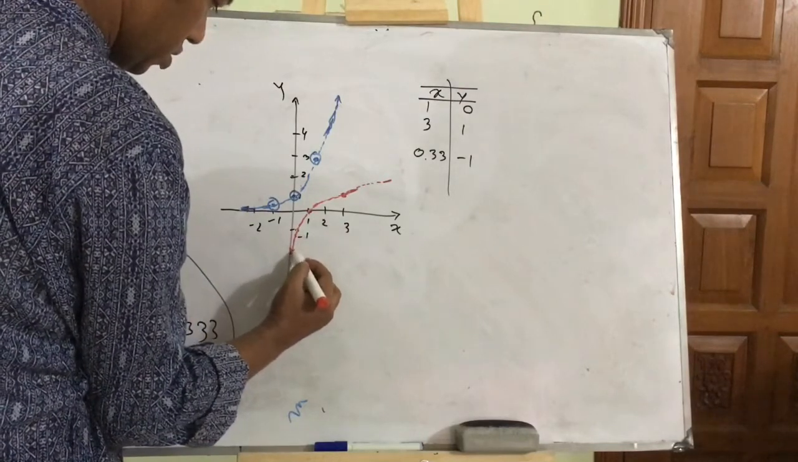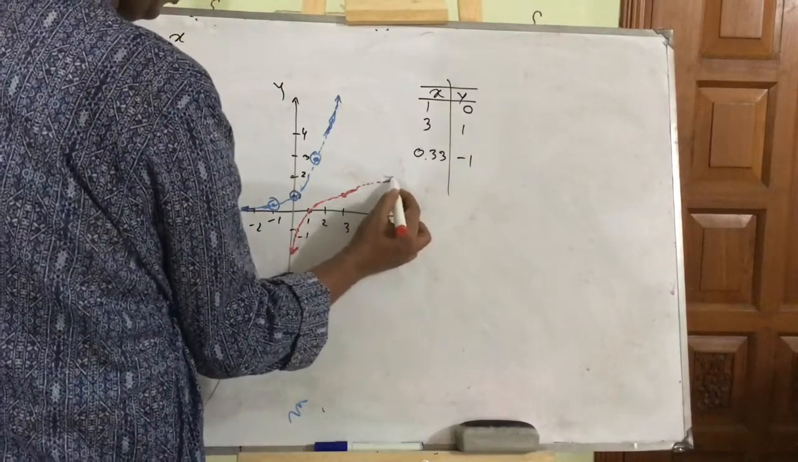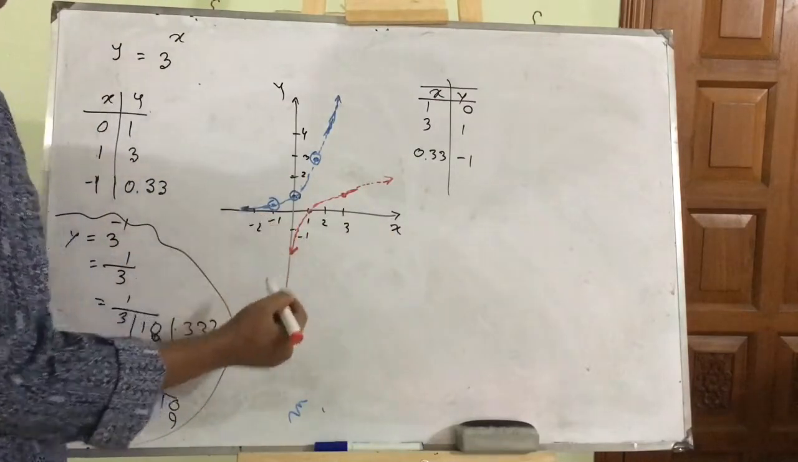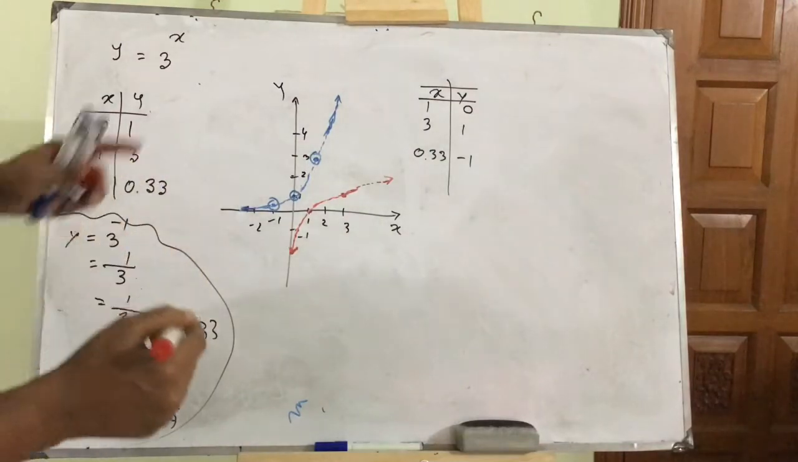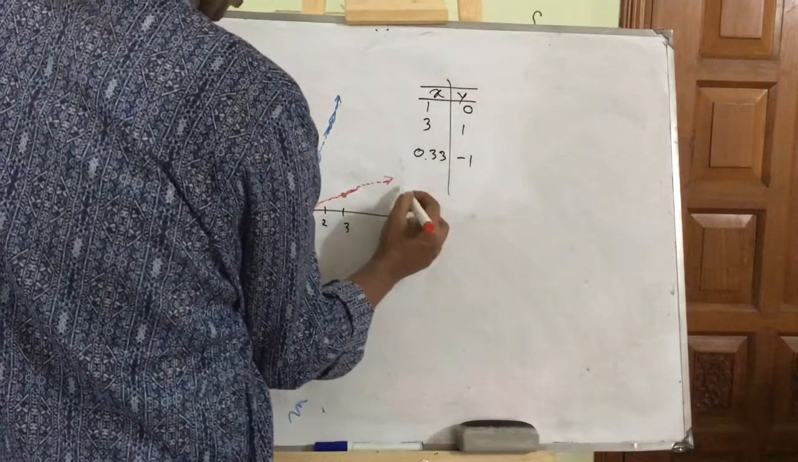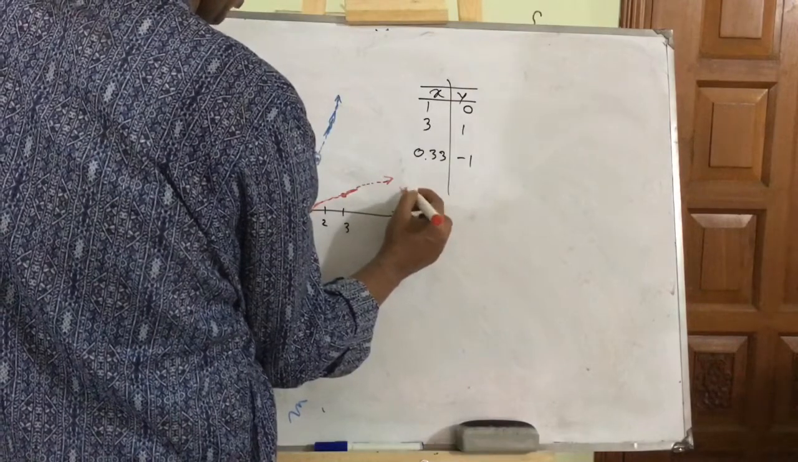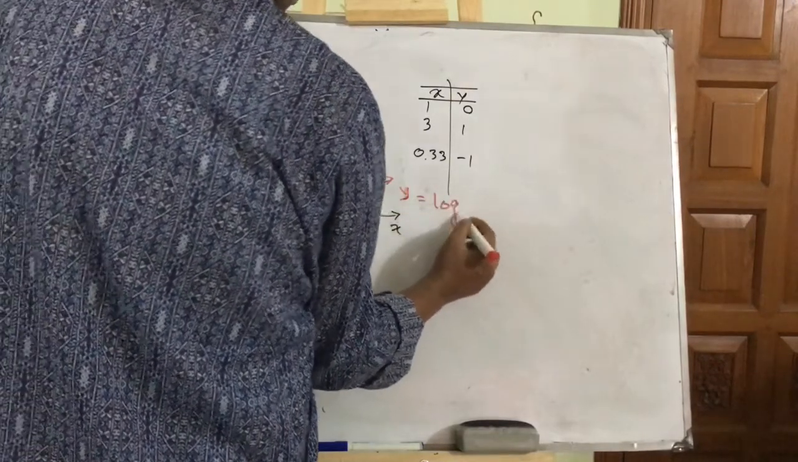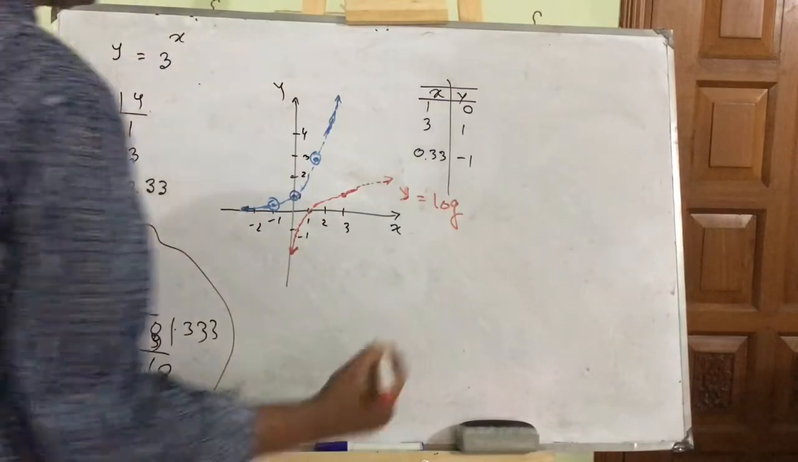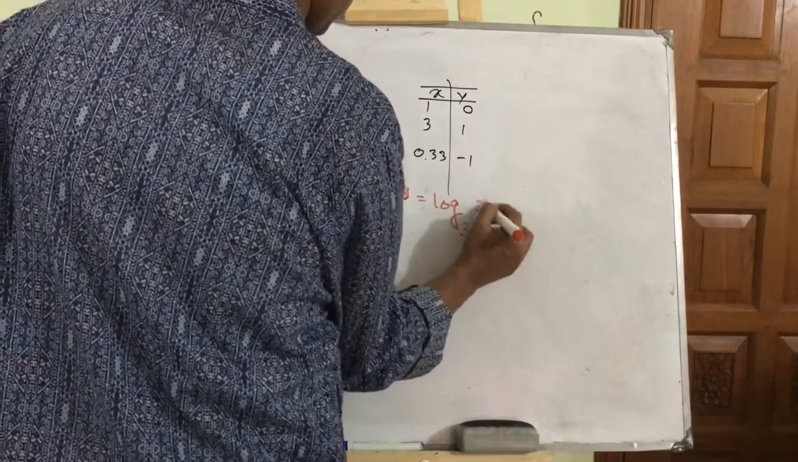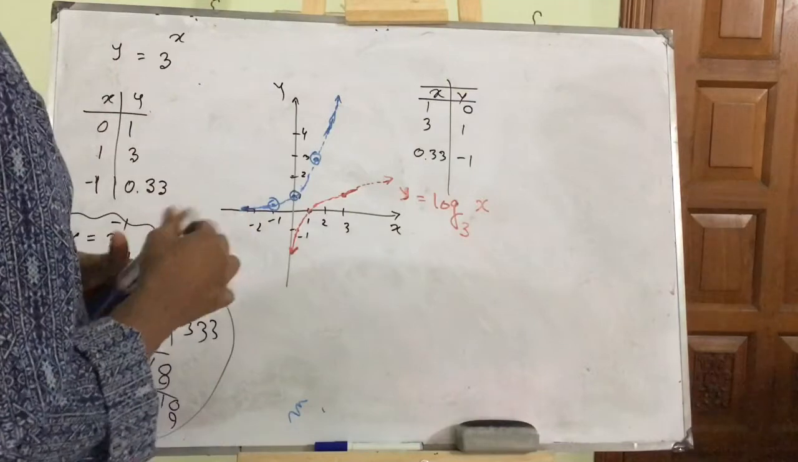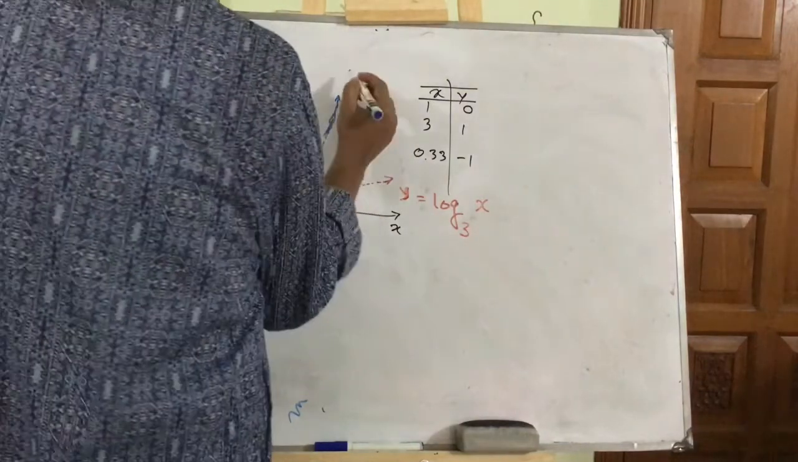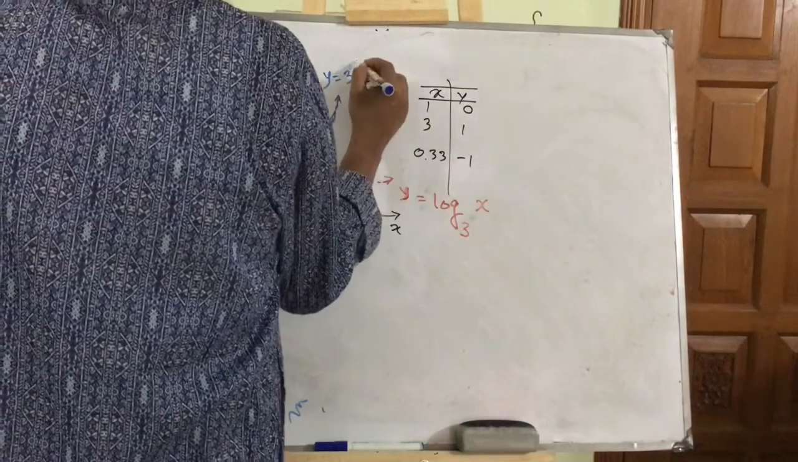Similarly, it will not cross this line, because they are just reflections of each other. This is the graph of the logarithmic function y equals log base 3 of x, because it came from 3 to the power x. This is the graph of log base 3 of x, and this one was the graph of y equal to 3 to the power x.